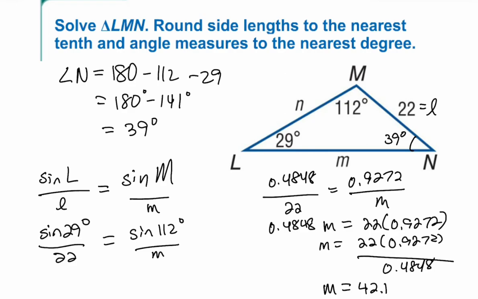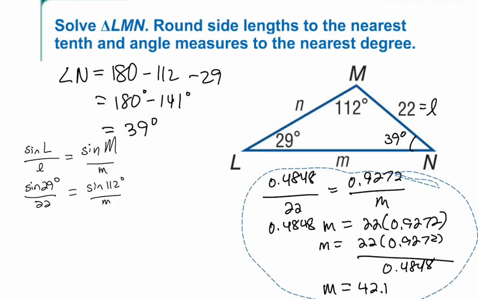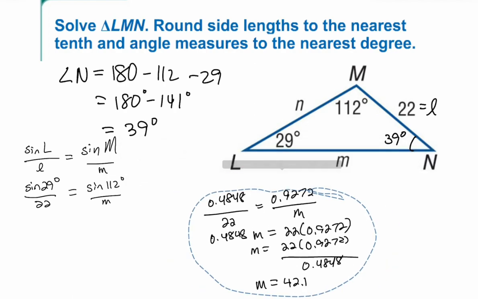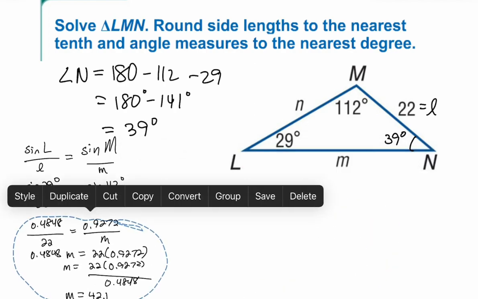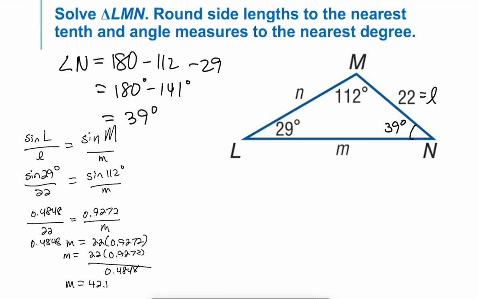That's fine. Okay, so now we have found m, and unfortunately this is not a right triangle, so we can't use the Pythagorean theorem, so we're stuck doing it again. So we're going to do it again. Now use the same information you already did. Use the same information as before. Let's do the sine of L just over L, but this time let's do the sine of N over N.